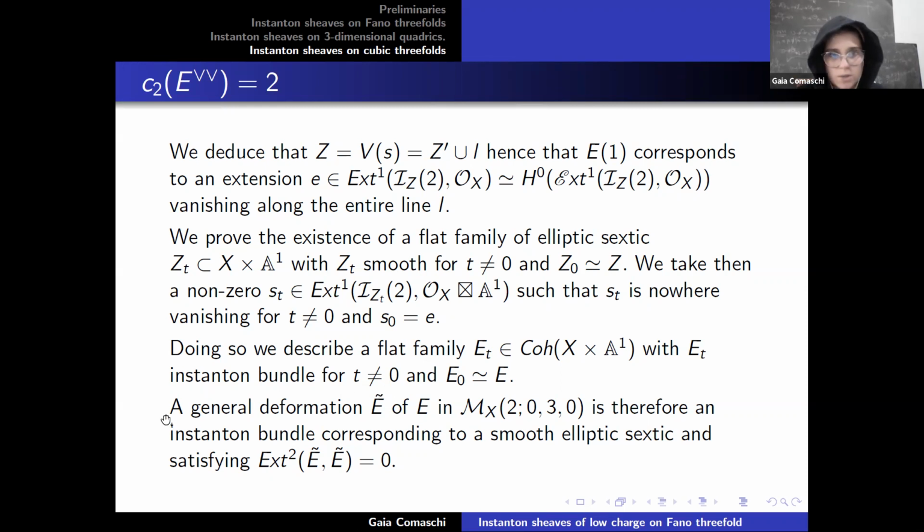And in this way, we see that a general deformation of E is an instanton bundle corresponding to a smooth elliptic sextic, and by semicontinuity, we still have the vanishing of this Ext group.